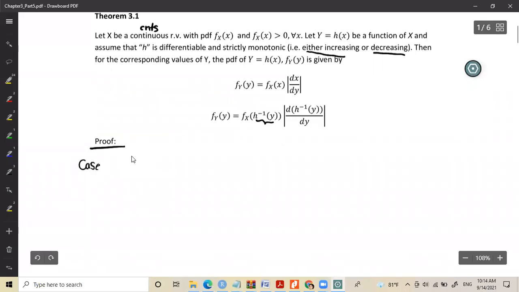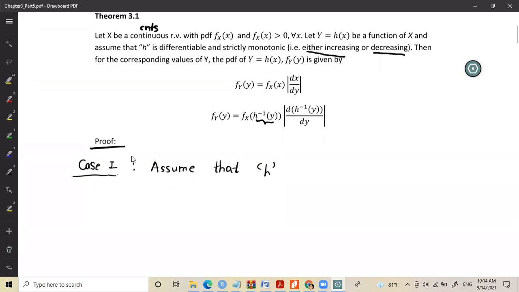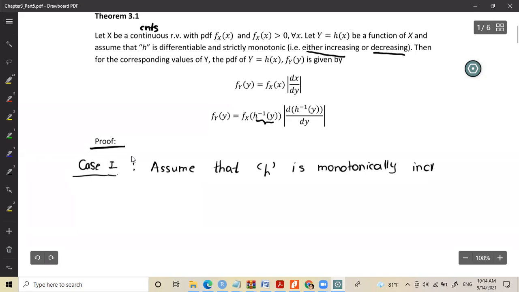So case one is, we are going to assume that our function h, what is this function h? That is the function of x. It can be a linear function, quadratic function, whatever. Anyway, it should be monotonic. The first case is when it is monotonically increasing. The second case, we look at monotonically decreasing functions.